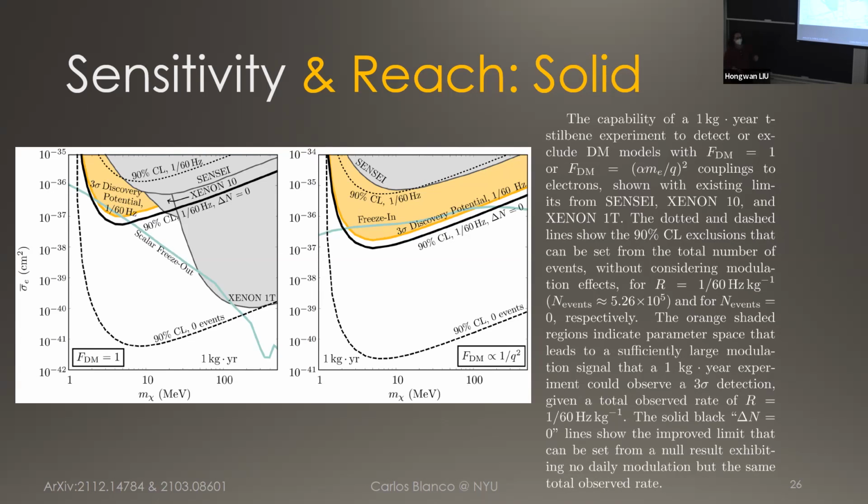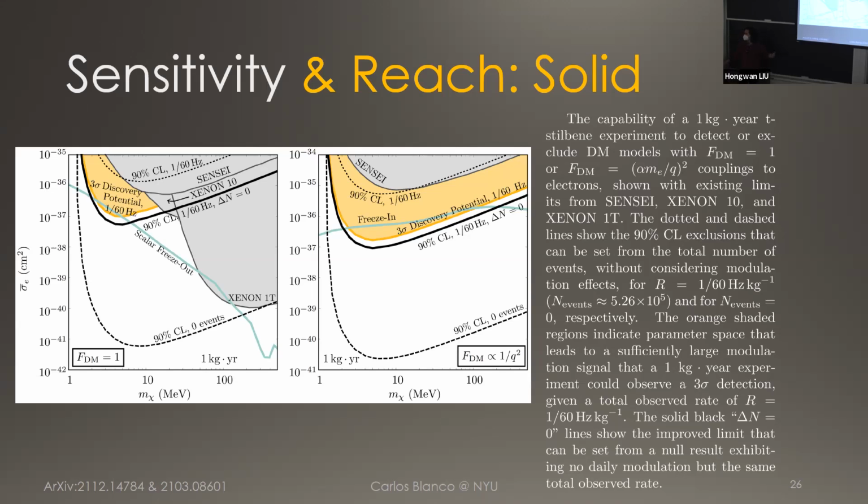And then the black line is if you saw no modulation whatsoever, right? So that's just an exclusion. And what we find is that even for this 1 kilogram year proposal, you can start dipping down into benchmark scalar freeze-out or freezing scenarios.